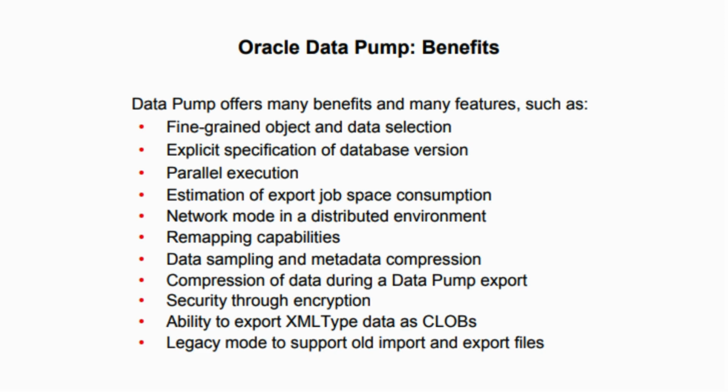Network mode enables you to export from a remote database directly to a dump file set. This can be done by using a database link to the source system. During import, you can change the target data file names, schemas, and tablespaces. In addition, you can specify a percentage of data to be sampled and unloaded from the source database when performing a DataPump export. This can be done by specifying the sample parameter.